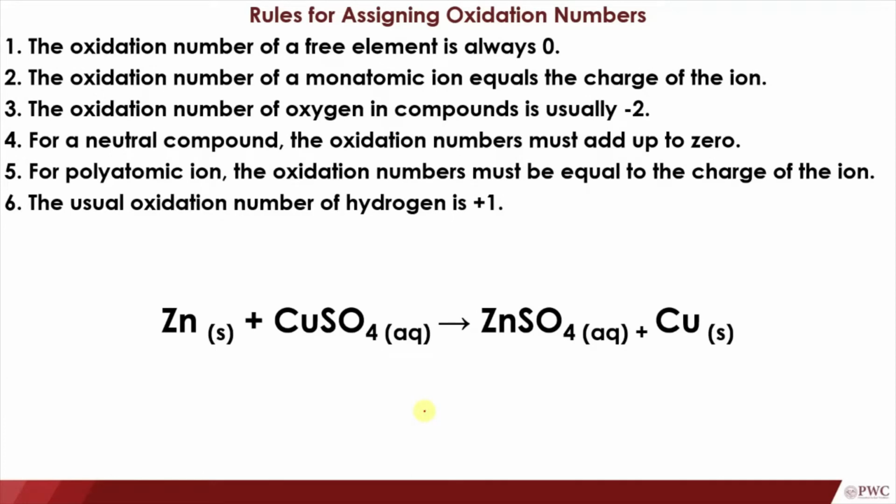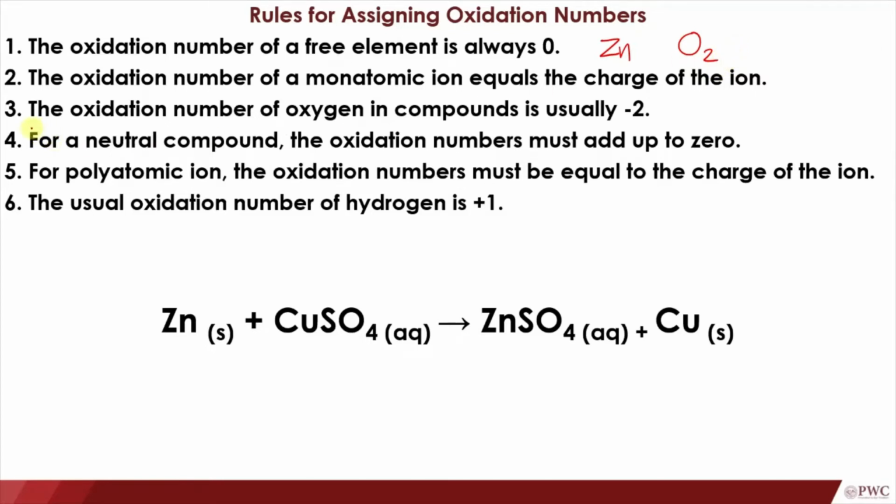Let's discuss the different rules in assigning oxidation numbers. First, the oxidation number of a free element is always 0. For example, we have zinc. This one is a free element. It's not bonded to other elements. So the oxidation number of zinc will be 0. We also have oxygen. It's composed of two atoms of oxygen, but here it's still bonded to itself, so it's not bonded to other elements. This one is also a free element and its oxidation number should be equal to 0.